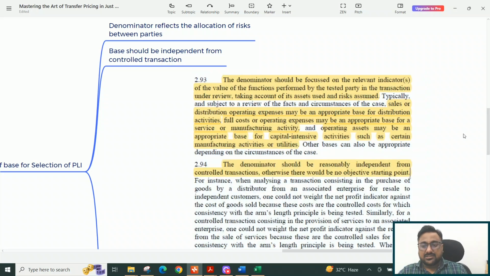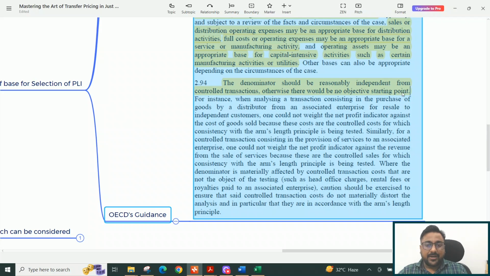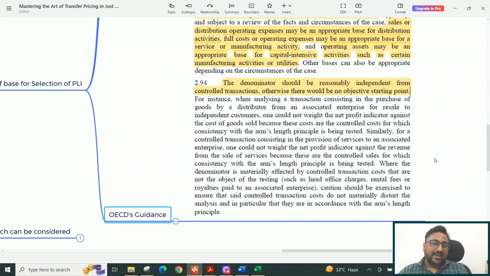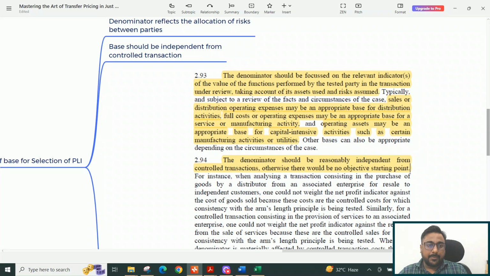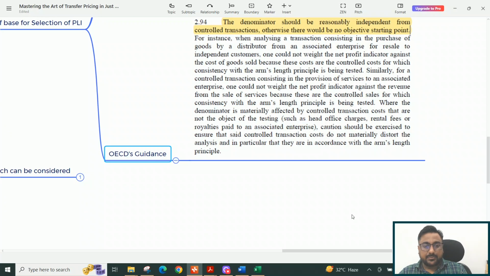The second para, 2.94, says that the denominator should be reasonably independent from controlled transactions, otherwise there would be no objective starting point. You can also read the example here under para 2.94, which technically says that your denominator should be independent from controlled transactions. So if you have done a purchase transaction with your AE, then under the denominator your sales, that is operating revenue, should be reflected. Now we'll move ahead and understand what the types of PLI are.